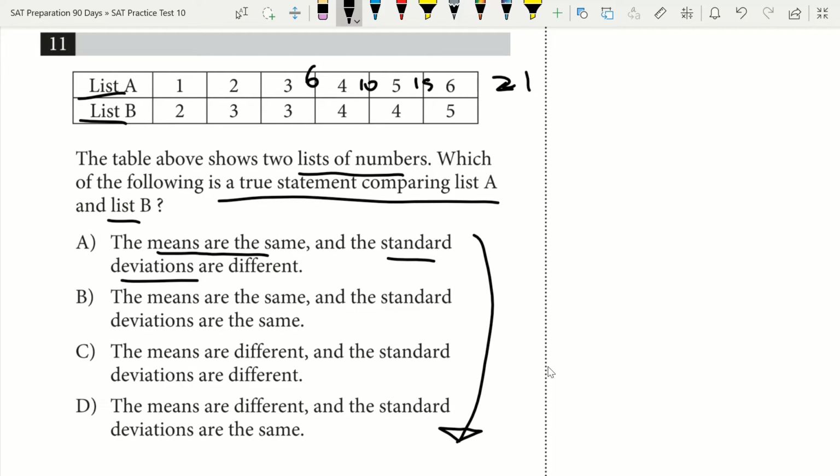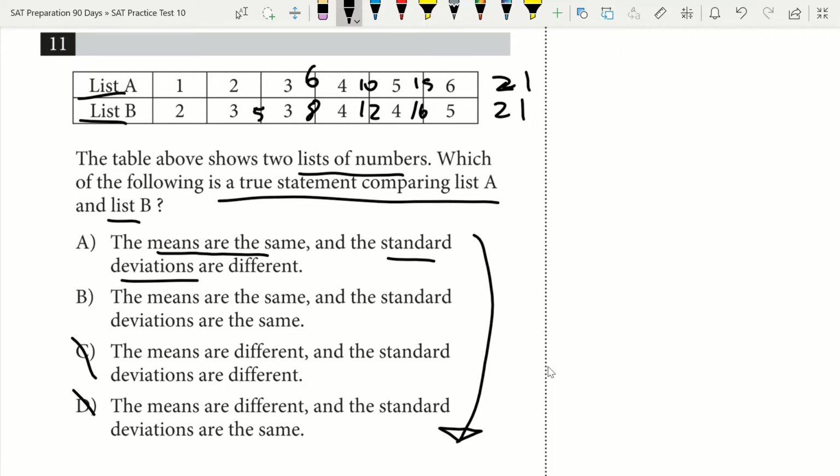Now I look at my bottom row. I got 2 plus 3. That's going to give me 5. Now I got 5 plus 3. It's going to give me 8. 8 plus 4 is going to give me 12. 12 plus 4 is going to give me 16. 16 plus 5 will also give me 21. Thus, our means are going to be the same since we're dividing by the same amount of numbers in each one. So I can get rid of C and D.